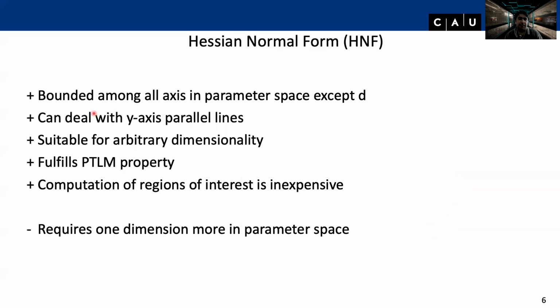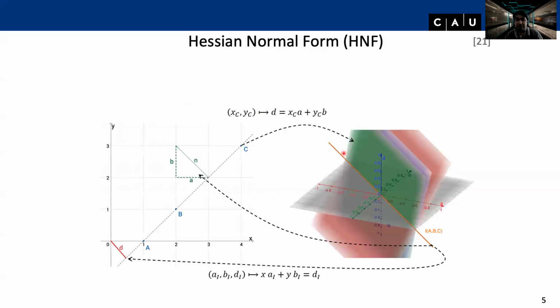And the Hessian normal form is bounded among all axes in parameter space except D. Why is it the case? Why can we say that it is bounded? Well, you can normalize a vector. So this direction vector with A and B, you can divide it in such a way that its length is unit length, is n. So you can enforce a bounding.